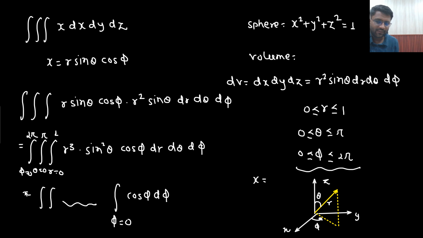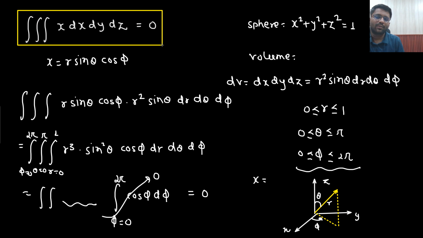If I solve the limit of phi going from 0 to 2 pi, cos phi d phi, what will this answer come out to be? That will come out to be 0 only. Say yes or no. Isn't it 0? Right? So x dx dy dz will come out to be 0. y dx dy dz will also come out to be 0. z dx dy dz will also come out to be 0, or something else that you think on your own.